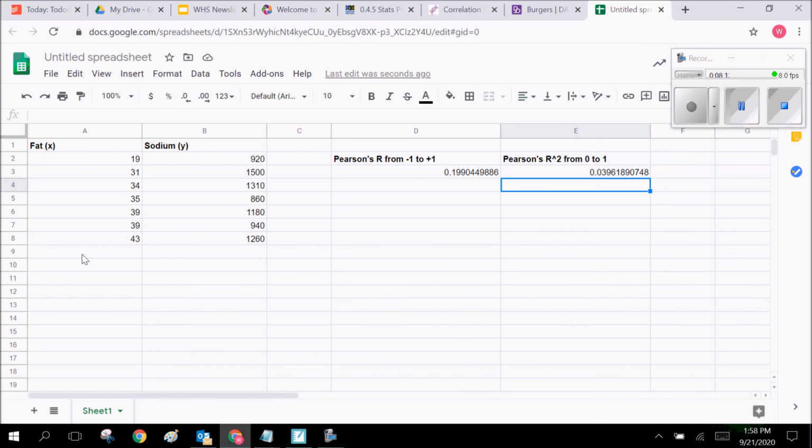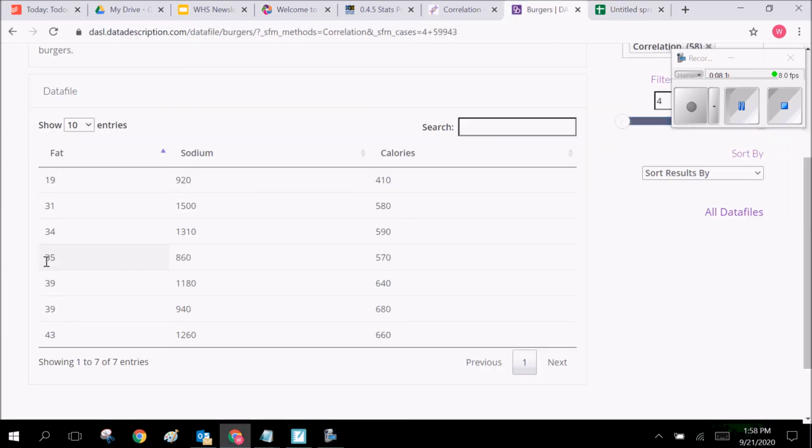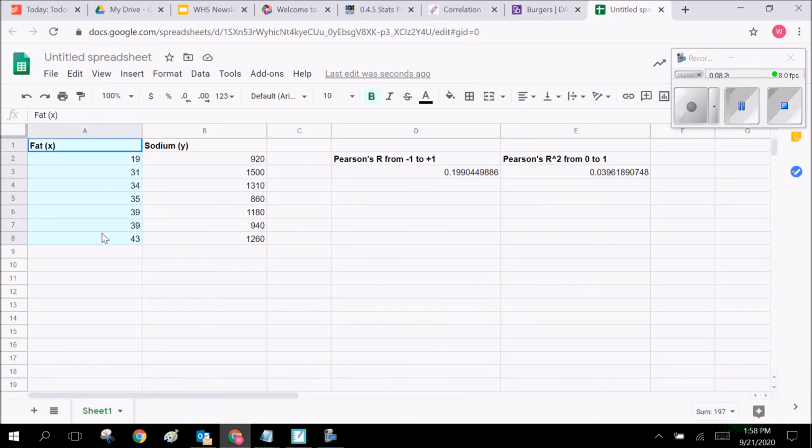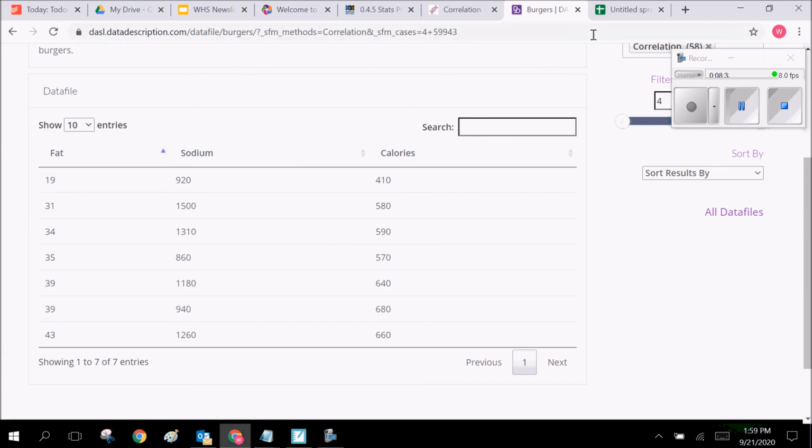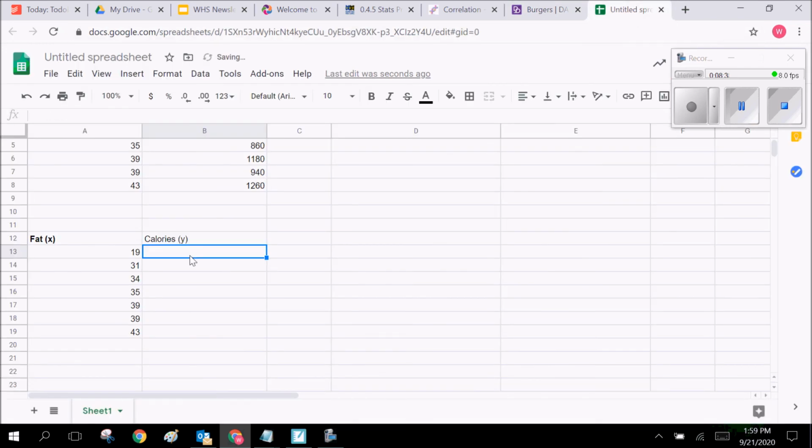Okay, now let's take a look at the other one though. So I like the other idea of taking the fat and comparing it to the amount of calories. So I'm going to copy this and paste it down here again. Then I'm going to run a second example, but over here I'm going to look at the calories as my y value, and I'm going to plug these in. So 410, 580, 590.